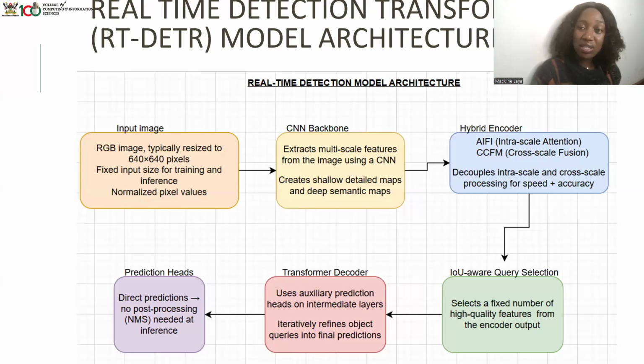As it gets these direct predictions, there will be no post-processing. As you said, in the real-time detection transformer model, there is no post-processing, and this makes this model faster than other models. It puts it at that advantage.